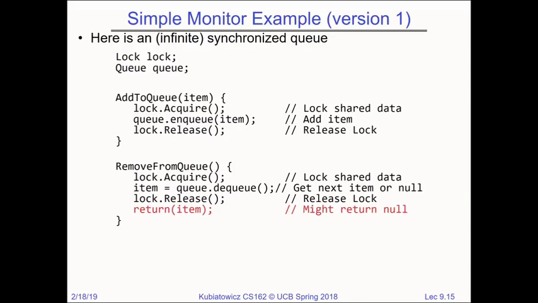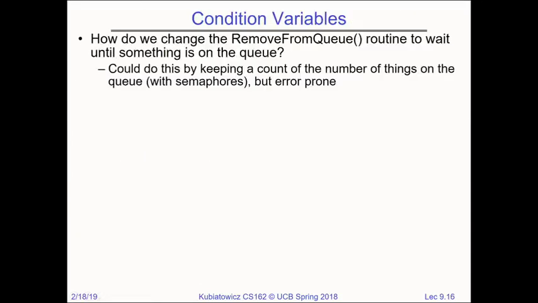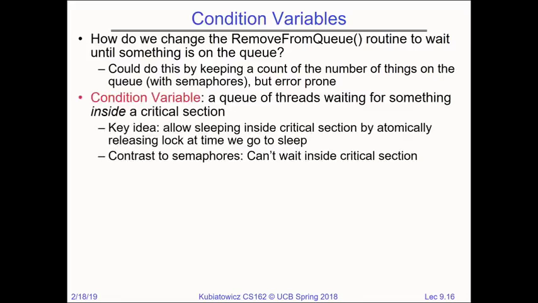Okay, and this is very close to the Coke machine example, but we're going to do this in the form of a monitor. So before we do that, let's talk a tiny bit more about condition variables. So how do we turn remove from queue into something that basically waits until there's something on the queue? We could do this in some ad hoc way by keeping a count of the number of things on the queue, but it's a little error prone. And so let's see if we could do this a little differently.